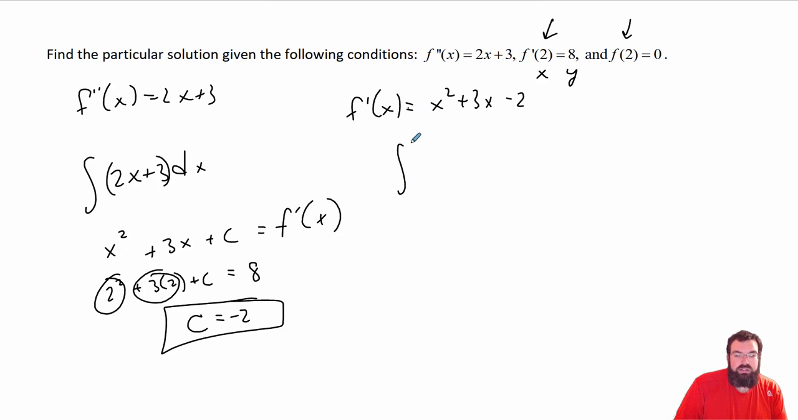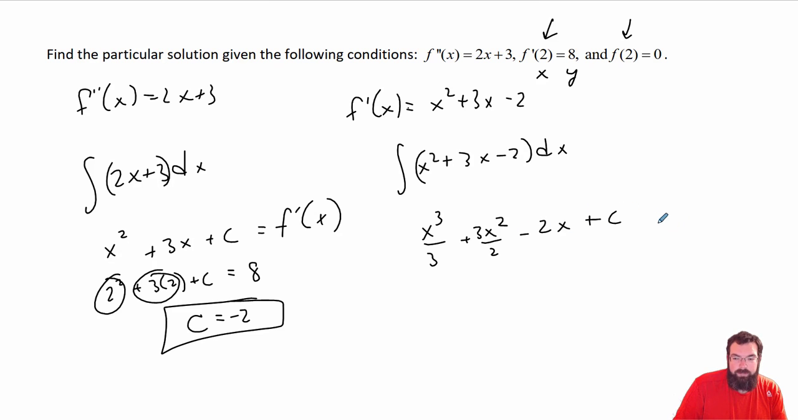Now I'm going to integrate that to find out what my original function is. When I do that, I get x to the third over 3 plus 3x squared over 2 minus 2x plus c, which is equal to f of x, my original function, which is what I want to find. But I still have to find the c value. Now I have an initial condition from the original function: at x is 2, y is 0. So let's plug that in.